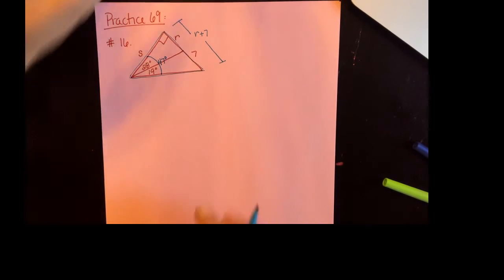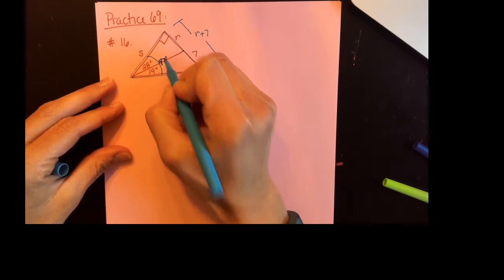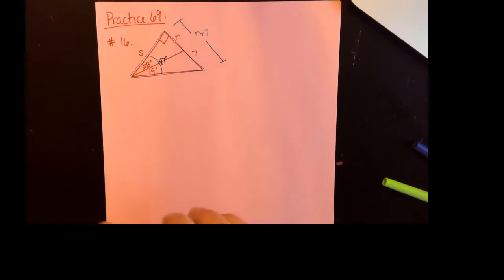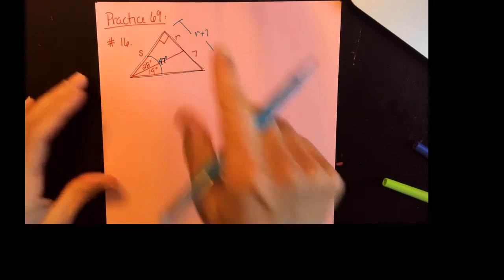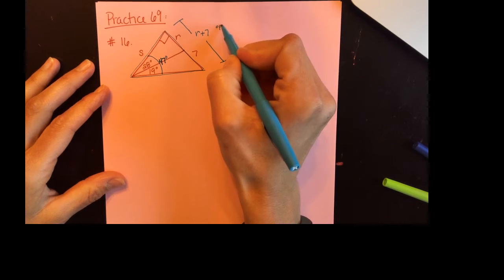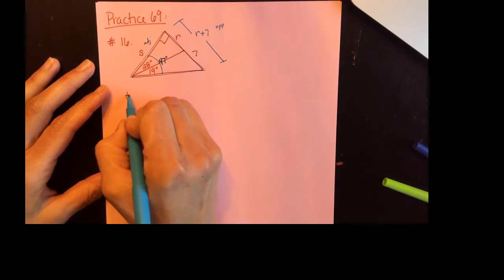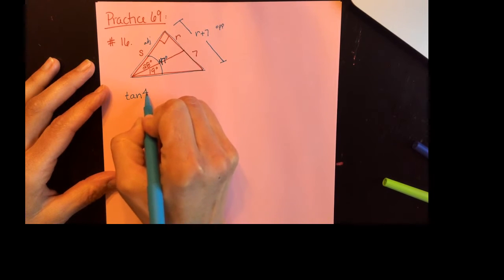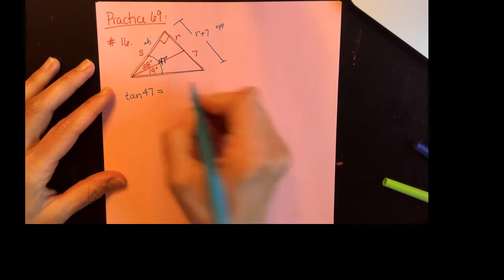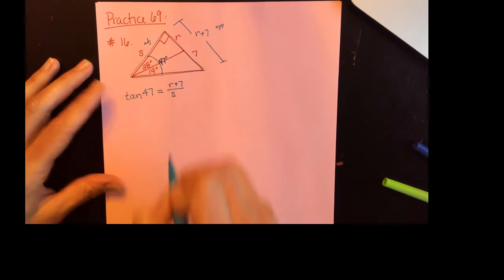So the first thing I want to do with this 47-degree angle is take the trig ratio according to this. I have opposite and adjacent that I'm working with. So we're going to write out tangent 47 equals opposite, which is r plus 7, over adjacent, which is s.